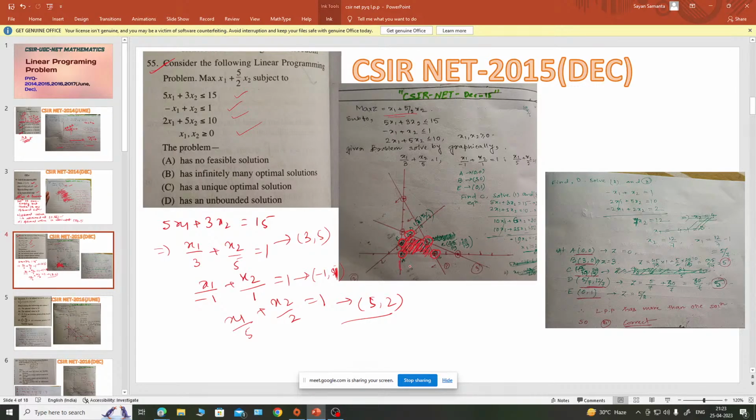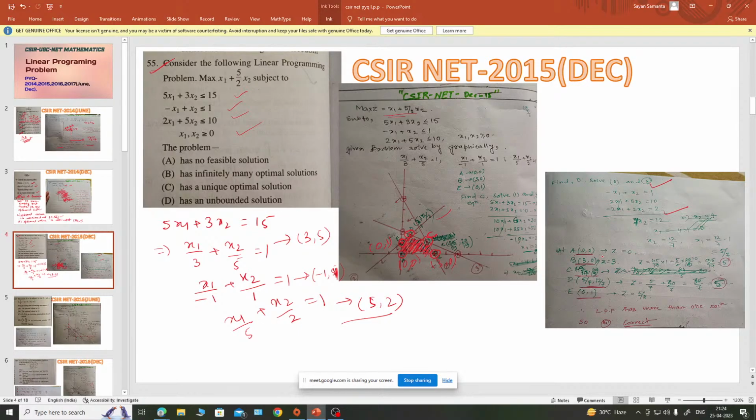Here a corner point is 0, 0, that is the origin. Another corner point is B, which is 3, 0. This is E, which is on the first equation, that is 0, 1. And here D and C are the cut points. If we solve equations 1 and 3, we get the cut point C. If we solve equations 2 and 3, we get the cut point D. So this is our value.